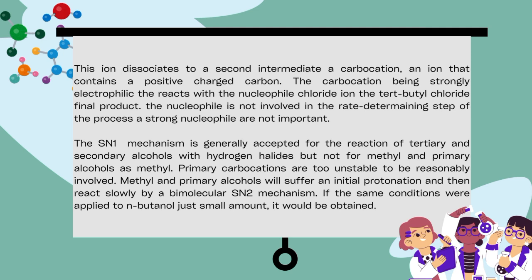The SN1 mechanism is generally accepted for the reaction of tertiary and secondary alcohols with a hydrogen halide, but not for methyl and primary alcohols, as methyl and primary carbocations are too unstable to be reasonably involved. Methyl and primary alcohols will suffer additional protonation and then react slowly by a bimolecular SN2 mechanism. If the same condition were applied to n-butanol, only a small amount would be obtained.